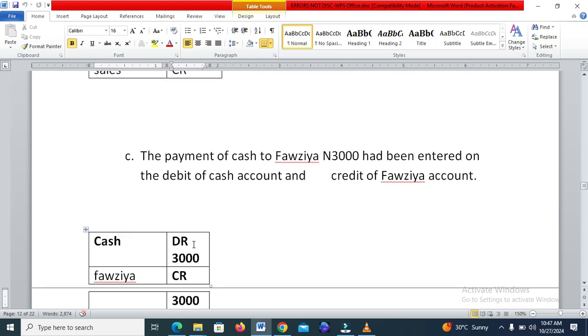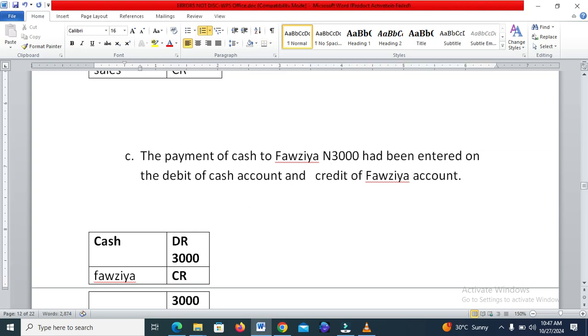The next one is payment of cash to Fauzia 3000 naira had been entered on the debit of cash account and credit of Fauzia account. This is called error of complete reversal of entry. Payment of cash to Fauzia. Fauzia was the one that collected the money, so he's supposed to be debited. But by the time you were recording it, you went ahead to record it on the credit side. You credited Fauzia account and debited cash account. This has to be corrected. So how do you do that?